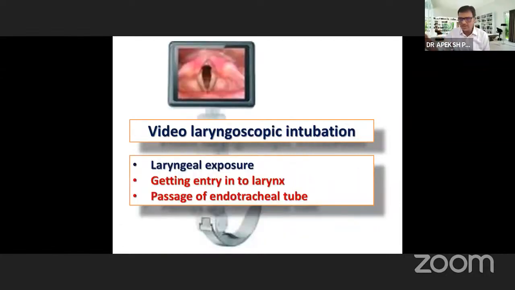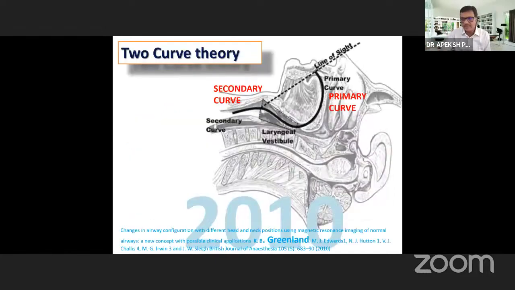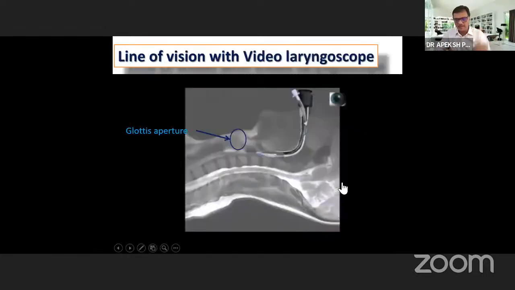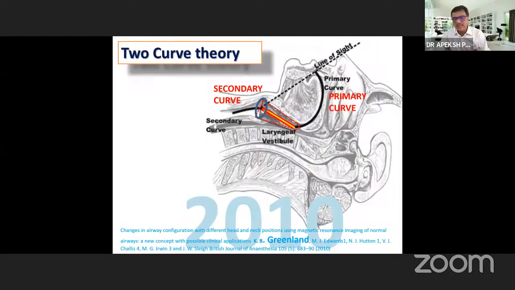So again, three components of laryngoscopy. First, laryngeal exposure. Second, getting into the larynx. And third, passage of the endotracheal tube. And this is where, again, Greenland explains how a video laryngoscope works. We discussed the primary curve and secondary curve. If you look at the meeting line between the primary curve and secondary curve, it is in the laryngeal vestibule. And this is a relatively straight line.